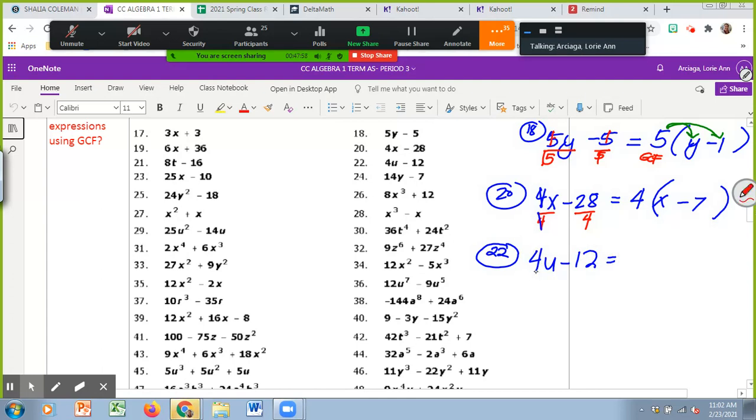What can divide 4 and 12? 4. Okay, there you go. And whatever same number you came up with, you're going to put it in here. Now all you need to do is divide. 4 divided by 4, and then you multiply it by u, so that's u. And then 12 divided by 4, that's 3, but it's negative in the middle. There you go.